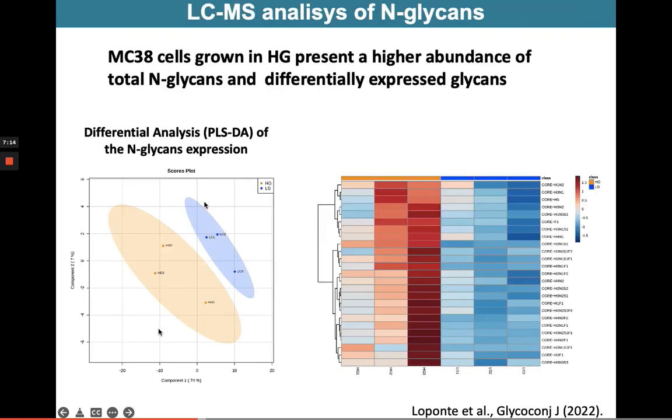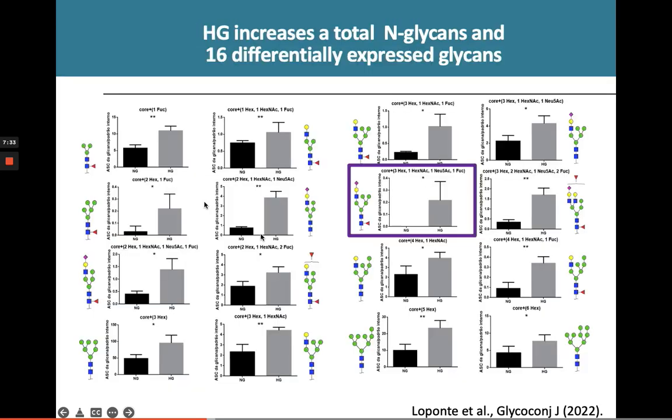An LC-MS analysis of the N-linked glycans showed that cells grown in hyperglycemia presented a higher abundance of total N-glycans, and they were differentially expressed between the cells grown in hyperglycemia and the cells grown in normoglycemia. Among the differentially expressed glycans, we found a lot of paucimannose glycans, high-mannose, and hybrid glycans expressing sialic acid or presenting both sialic acid and fucosylation. And we could find one hybrid glycan expressing sialic acid and fucosylation that was expressed only by cells grown in hyperglycemia.